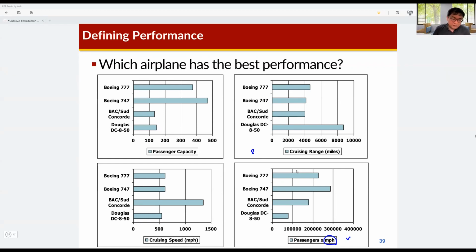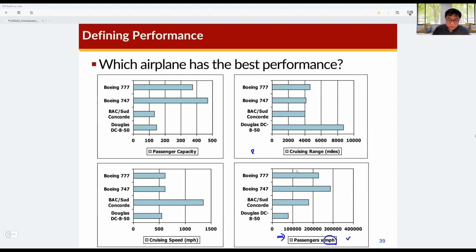So I said that in this slide. This slide represents the 4 different categories of the performance for the airplane. Actually, this first performance metric is the multiplication of the number of passengers and speed. So it's some combined performance metric.